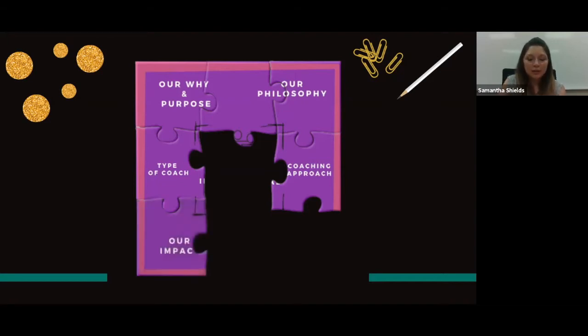You decide who you want to be when you're interacting with adults. You think about your impact here, guys, and where do you want your impact to be? Do you want to impact student learning? Are you trying to impact teacher learning and growth? Are you trying to impact both? You really want to understand where your impact is going to be and how you're going to get there.